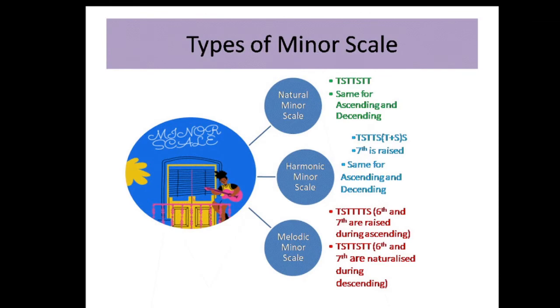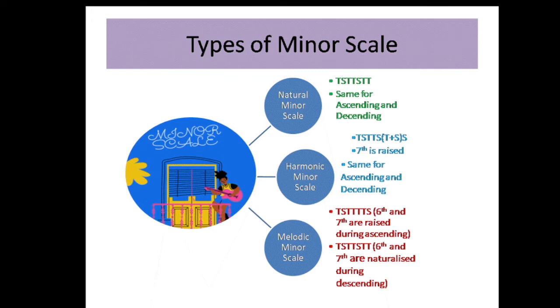These are the types of minor scale: a natural minor scale, harmonic minor scale, and melodic minor scale, and the patterns which I have shown over here, showing the T for tone and S for semitone. A natural minor scale is the same as we're going up and also coming down. Whether we're singing or we're playing an instrument, it follows the same pattern, going up and coming down.